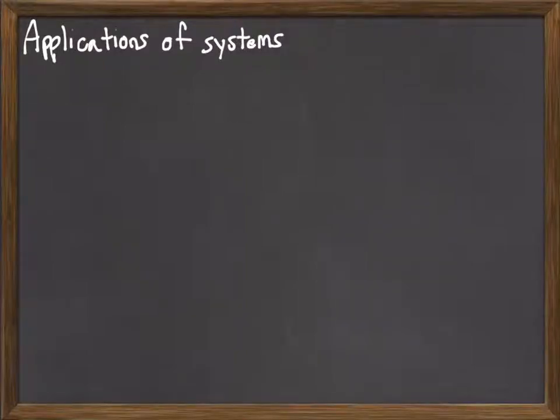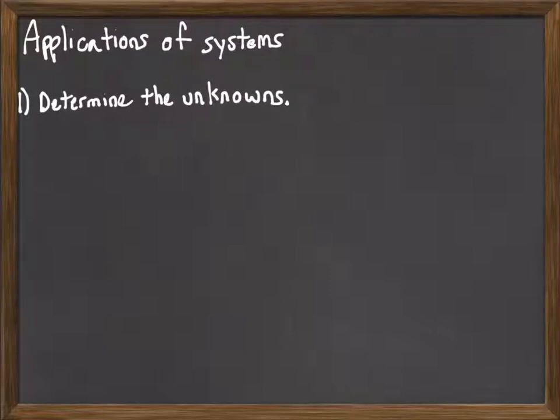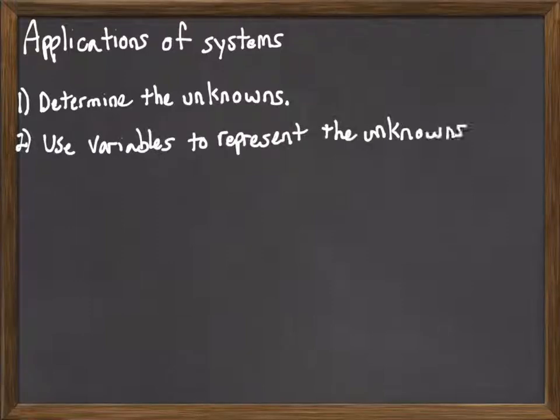Okay, so we're going to start looking at some applications of systems of equations. A couple of guidelines as we're trying to solve these word problems that are going to involve setting up a system of equations. The first thing you want to do is determine your unknowns. What is it that you don't know in the equation? We then use variables. We'll have two of them that we can use to represent our unknowns.